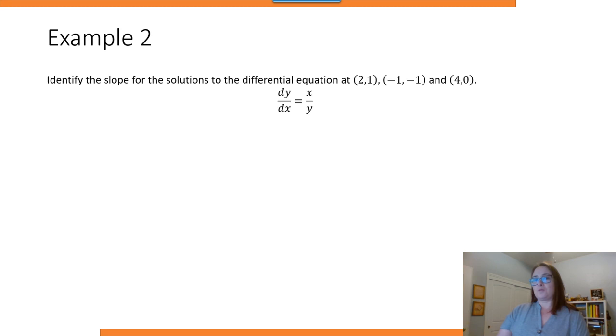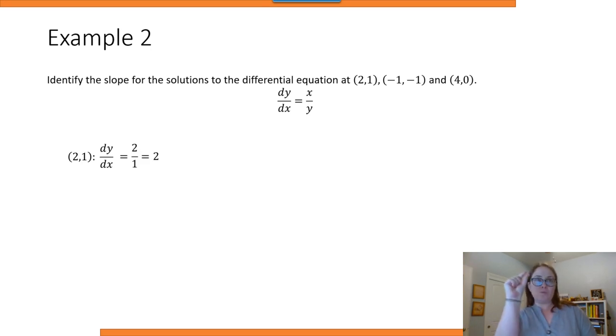And Desmos is great for doing slope fields. I will give you a link down below where you can create slope fields pretty easily with Desmos. So this example says identify the slope for the solutions to the differential equation at the points (2, 1), (-1, -1), and (0, 4). So I have this differential equation, dy/dx equals x over y. If I wanted to evaluate it at each of these points, let's take the first one, (2, 1). So dy/dx would be equal to the x value divided by the y value. So 2 divided by 1 would give me a slope of 2.